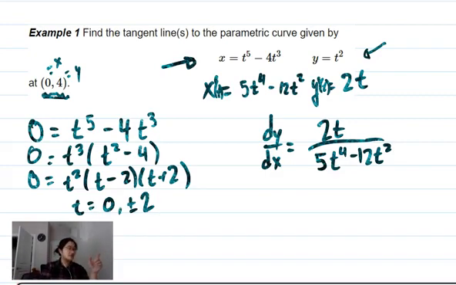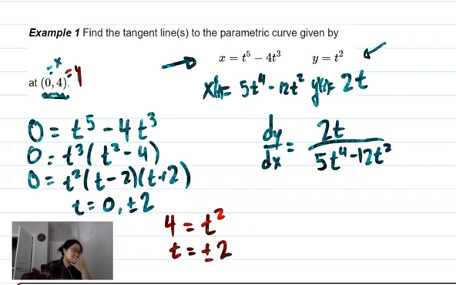But we need also to have our y coordinate. Let me change colors real quick. We also need our y coordinate to equal 4. So we need 4 to equal t squared. And when does that happen? When t is plus or minus 2. So that eliminates 0 as an option. It's no longer a contender. But we do have plus or minus 2 as our options for what our t's can be. So we have that needs to go into here.